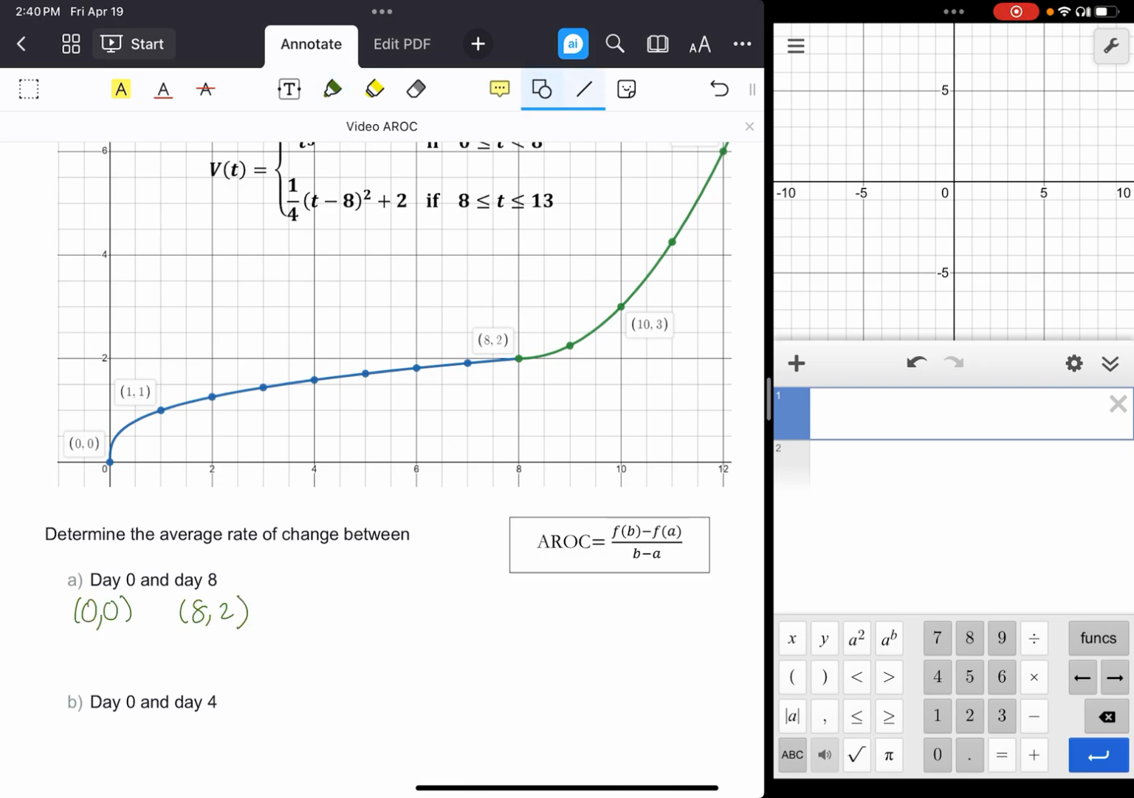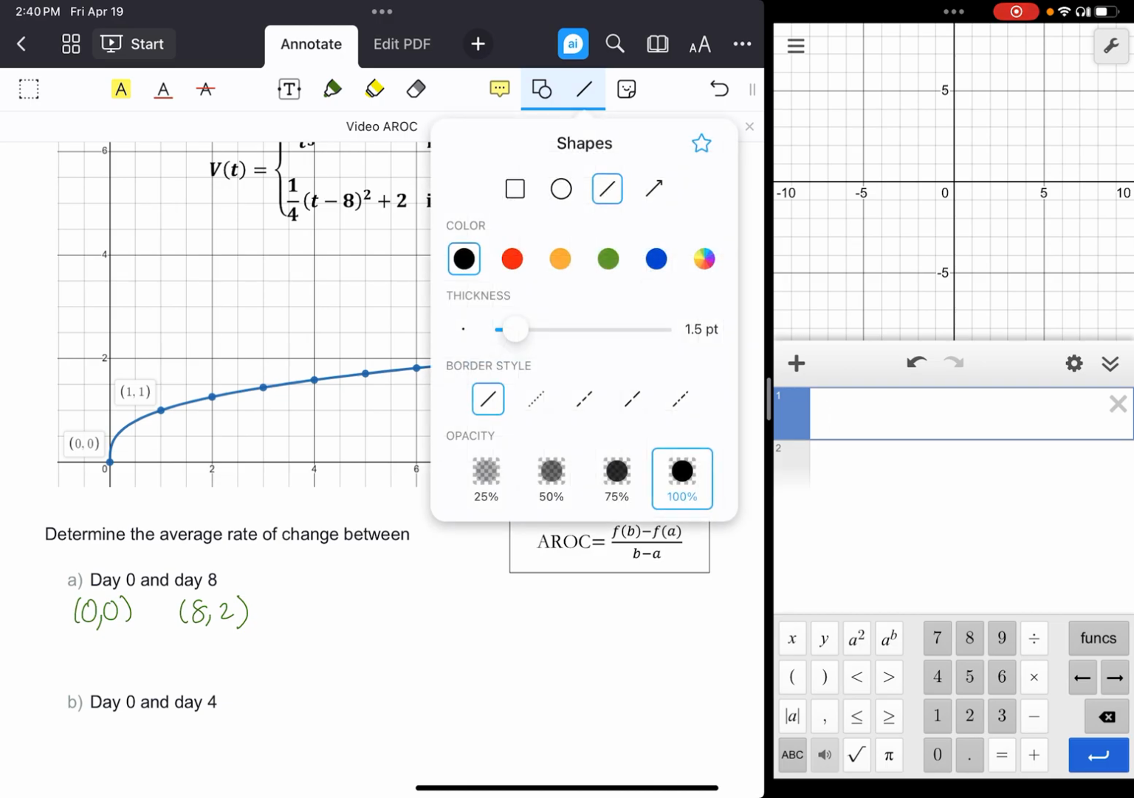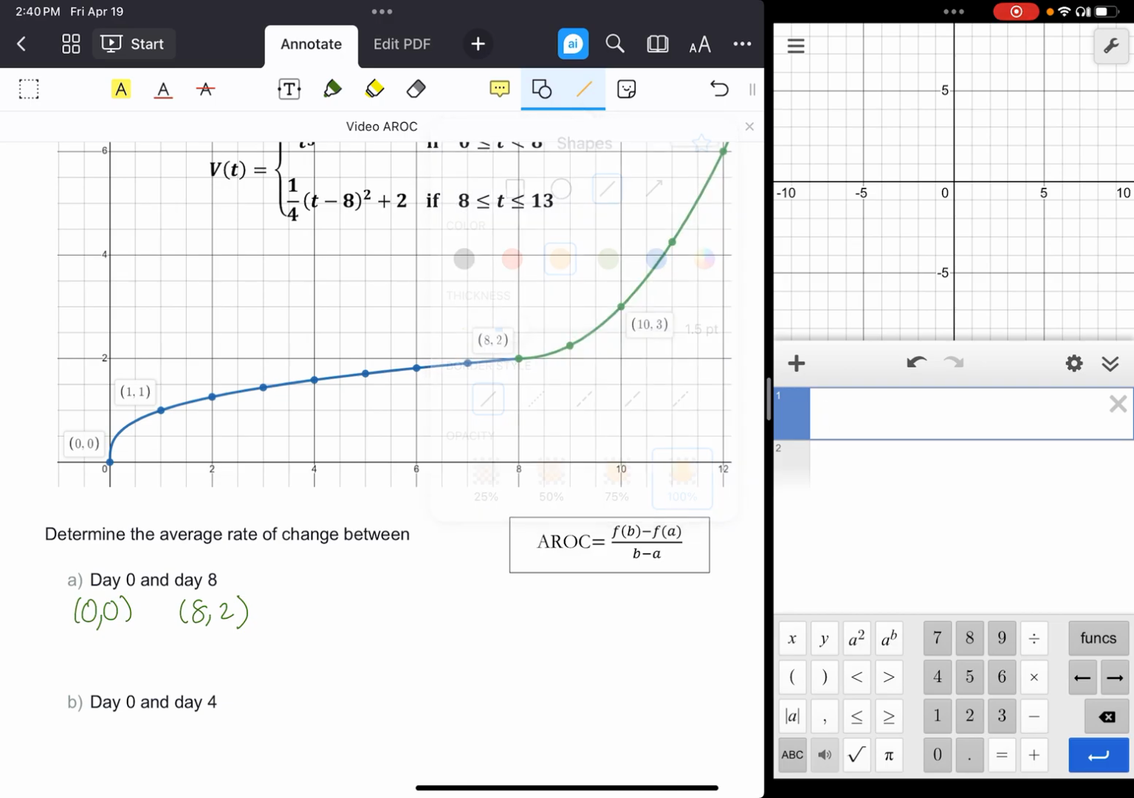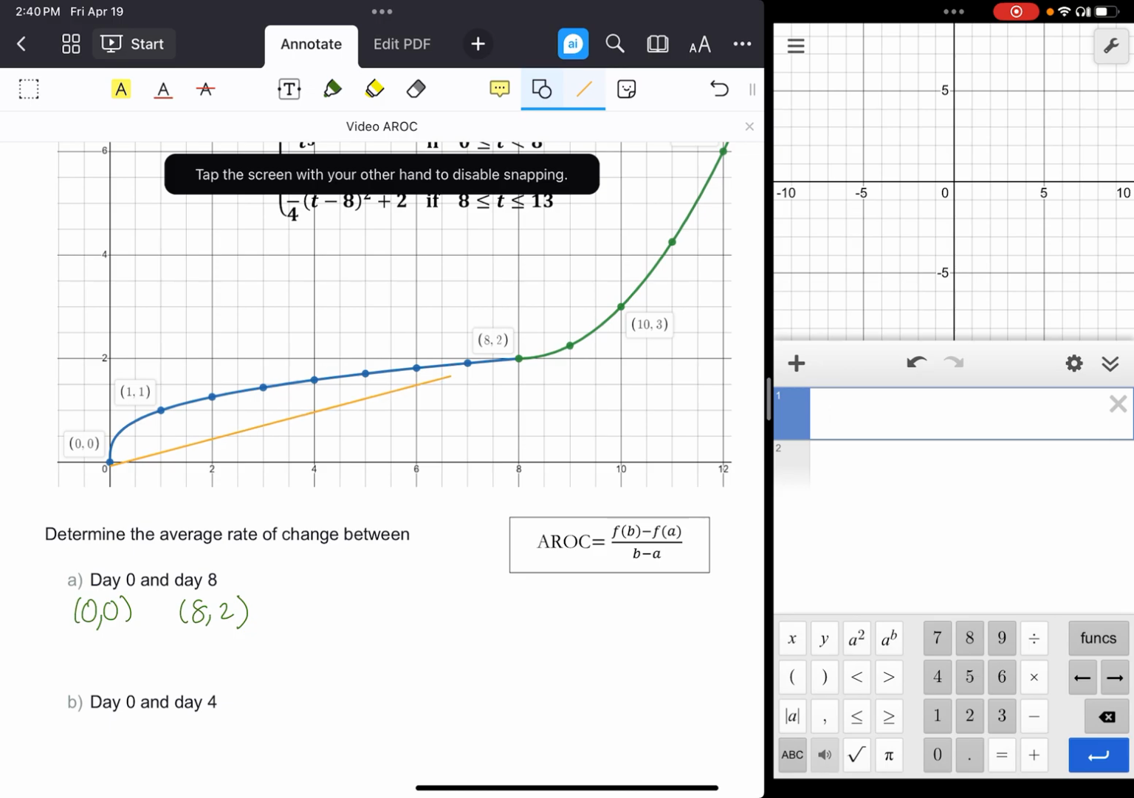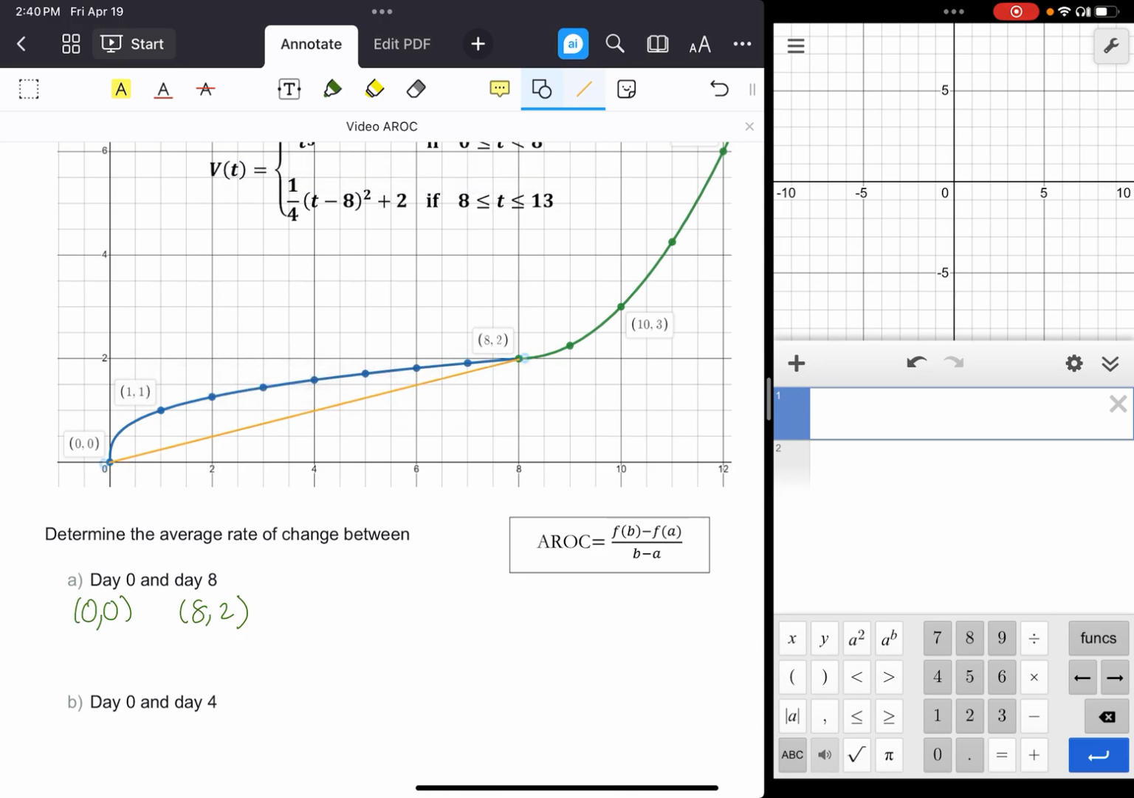So basically, we're looking to find the change between the point (0, 0) and the point (8, 2) on this graph. We can visualize that with a yellow line, what we call in later math courses a secant line. The secant line shows the line that has that average rate of change as its slope. You'll notice this line isn't really close to our graph, but it generally gets us from the first point to the second point.